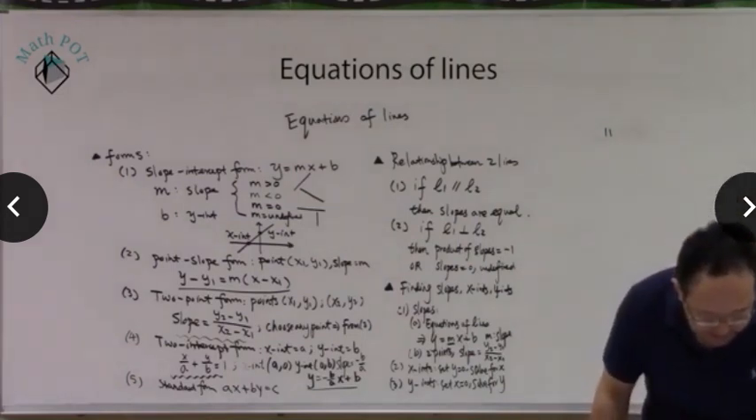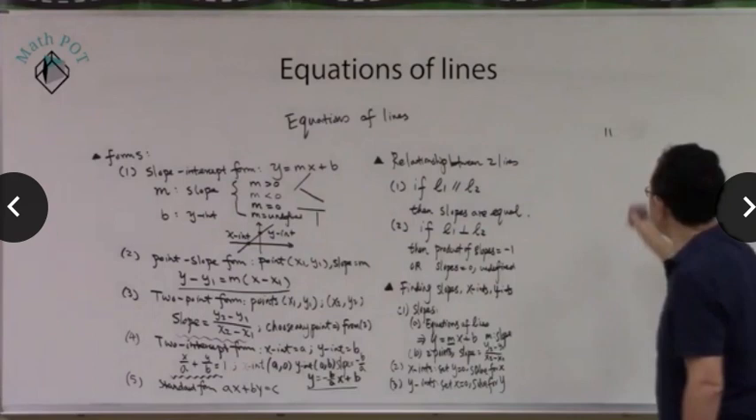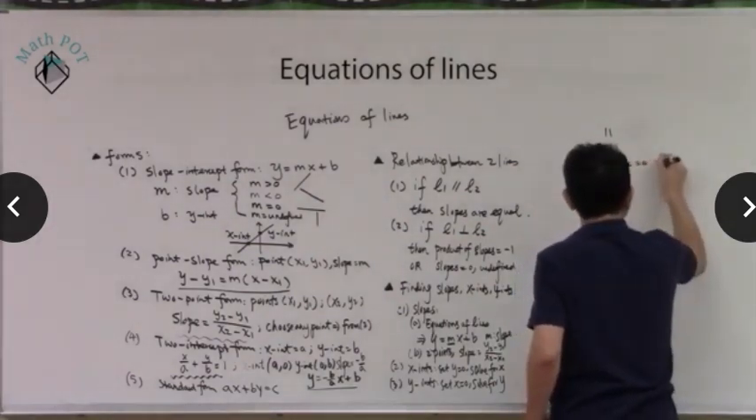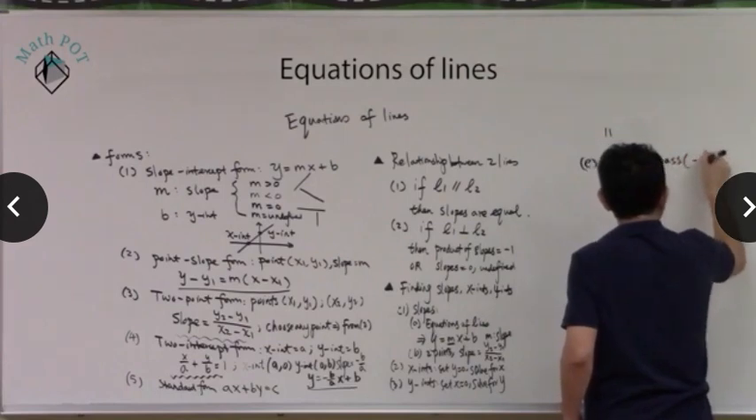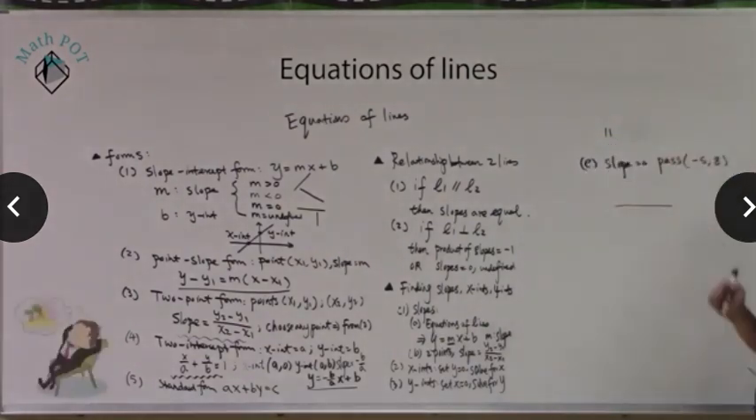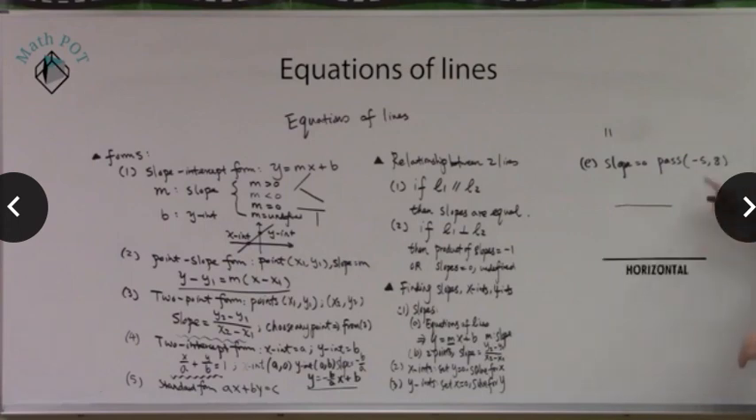So another one, let's see, problem E. Given slope equals 0, passes through (-5, 8). This must be a horizontal line. Imagine slope equals 0, it must give us a horizontal line. Passing through this point, that's what that means. That means we have one point on this horizontal line.